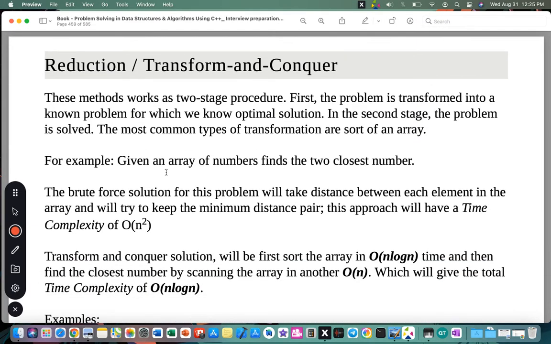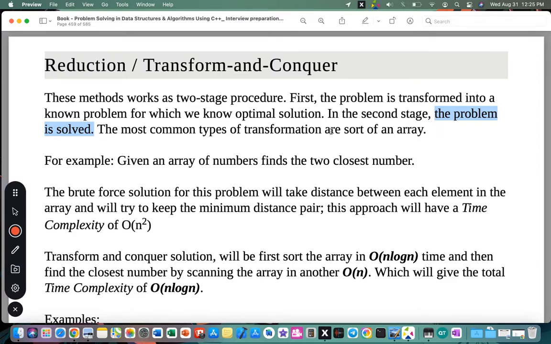The next algorithm design technique is reduction, transform, and conquer. These methods work as a two-stage procedure. The first, the problem is transformed into a known problem for which we know an optimal solution. So we transform it to something we know. And the second, the problem is solved. The most common type of transformation is sorting an array.